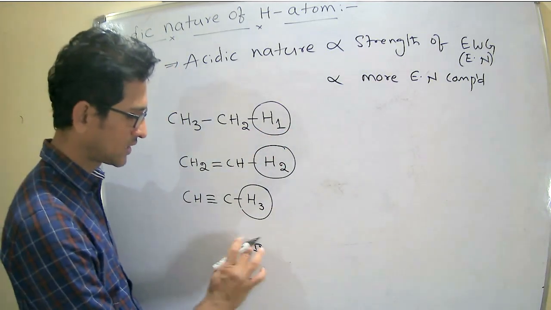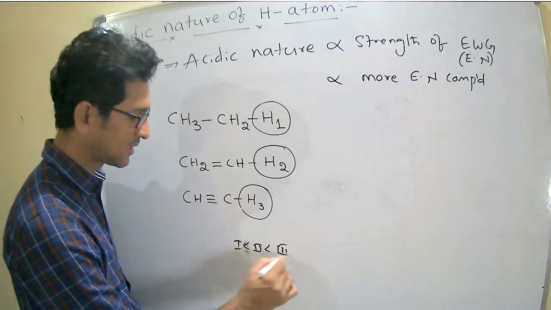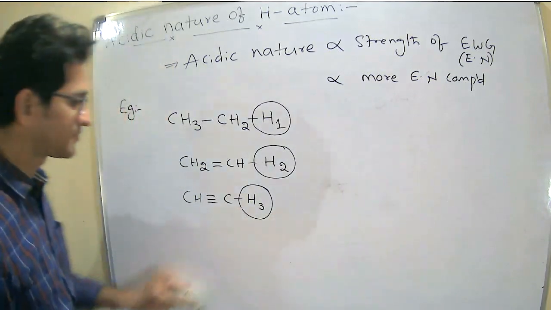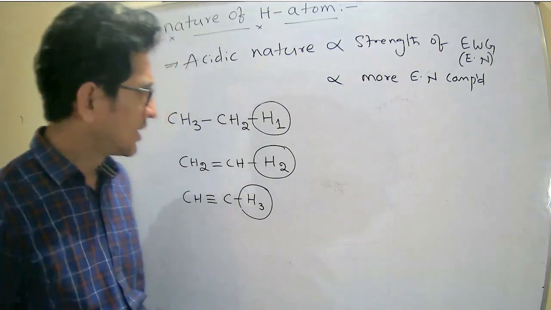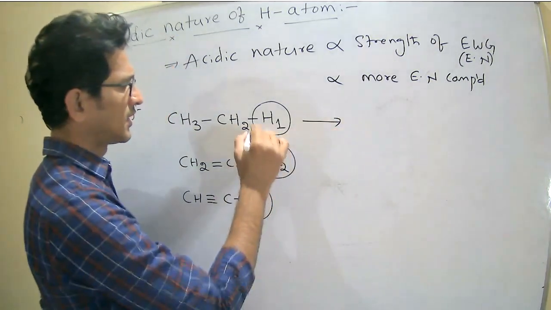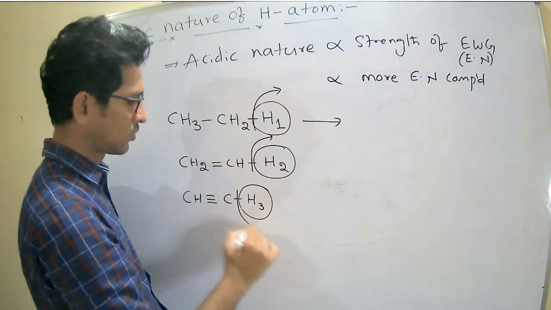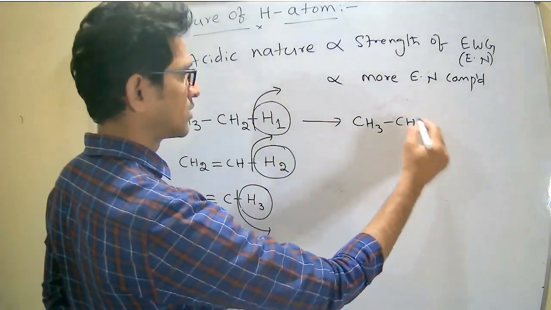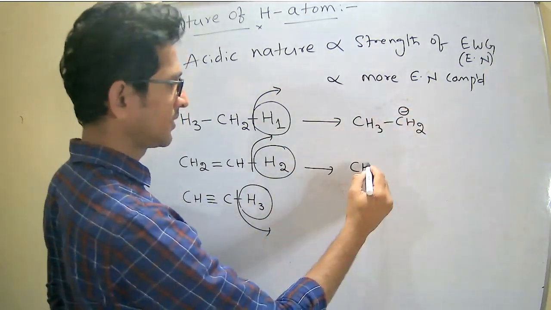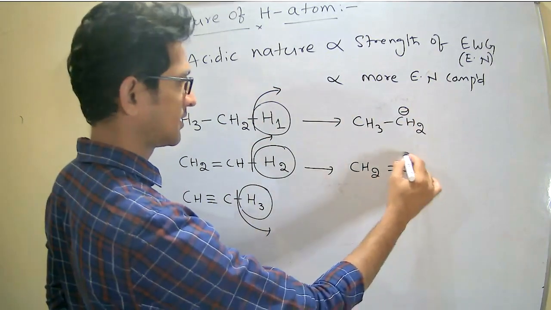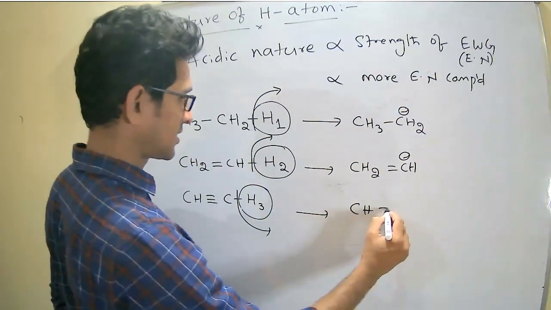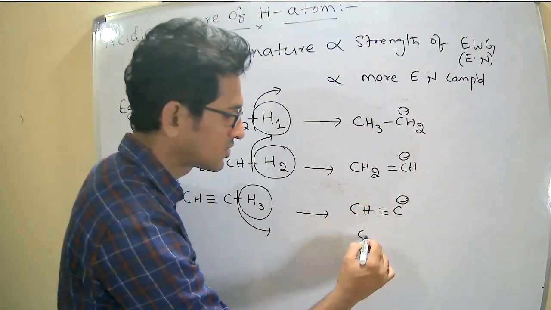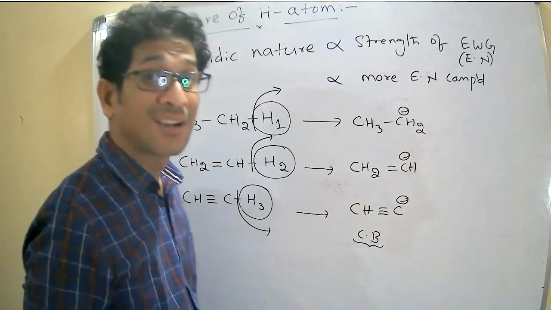They may give the options like that. One is less than two, two is less than three. Like that, they give four options. Then you have to find out. Now see here, once it loses H1, it loses H2, it loses H3, write down the conjugate base: CH3 CH2 minus, CH2 double bond CH minus, CH triple bond C minus. These all are conjugate bases.